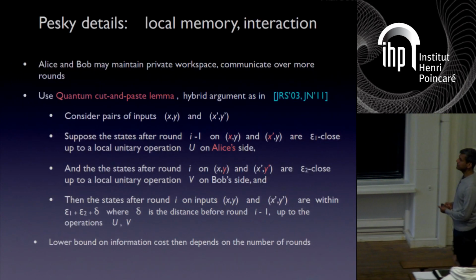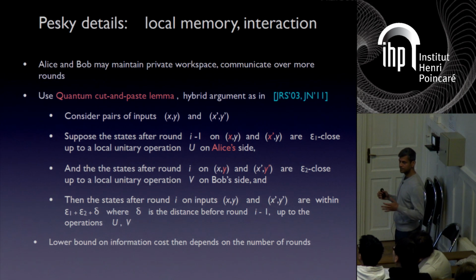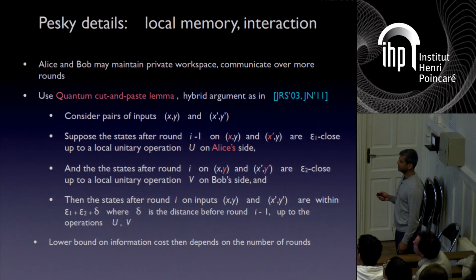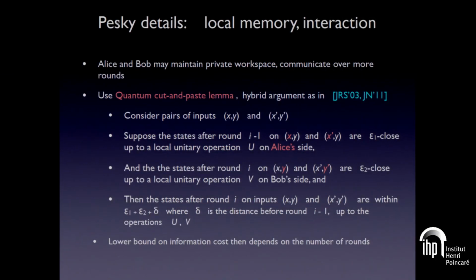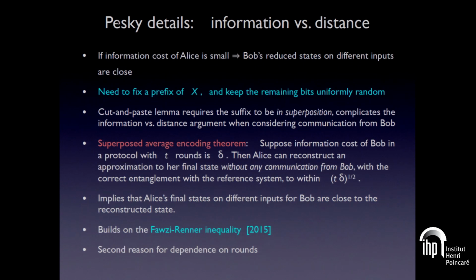Now, this simple intuition and argument actually doesn't work as is. There are lots of details that lead to technical hitches. And maybe I've run out of time, so I won't go over all of them. Maybe I'll just point out one of them, another one where we had to go beyond earlier intuition and earlier tools, which is to do with this informal statement I made about a connection between low information cost and distance between the states at the recipient's end.